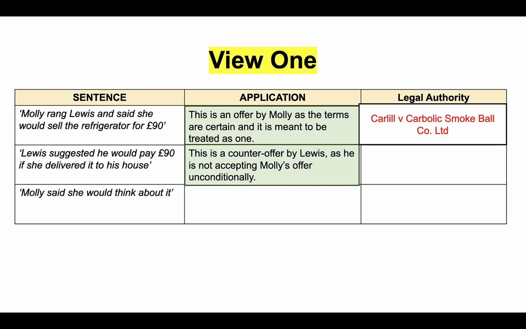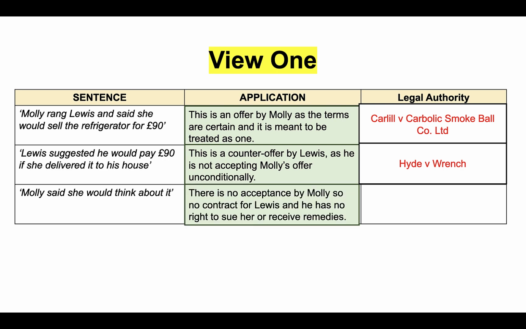And we would look for a case for counter-offer, and I think Hyde and Wrench is the one that we want to use for that. Lastly here, Molly said she would think about it, and we can say certainly that there's no acceptance here. If earlier we've got an offer, that died, because Lewis has made a counter-offer. So that's the one that's now in existence.